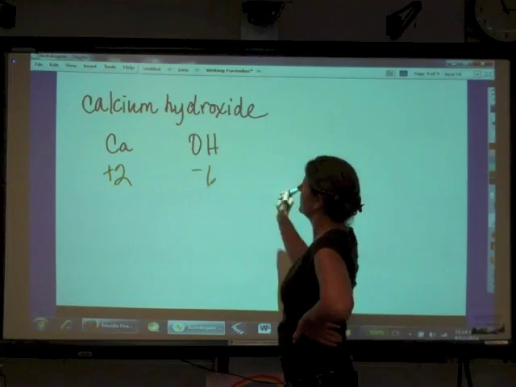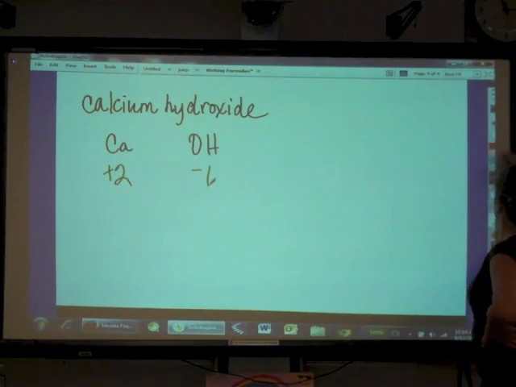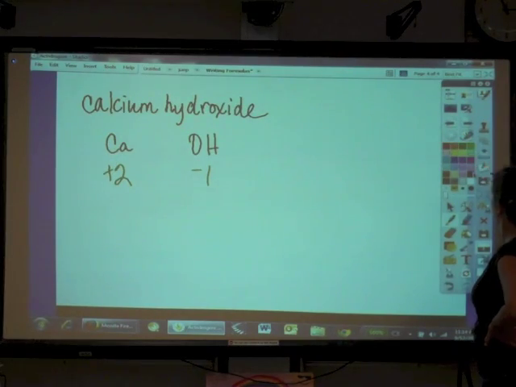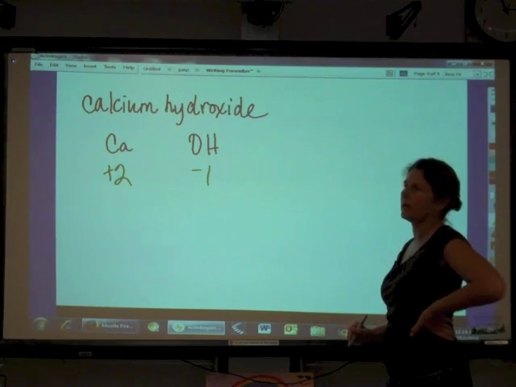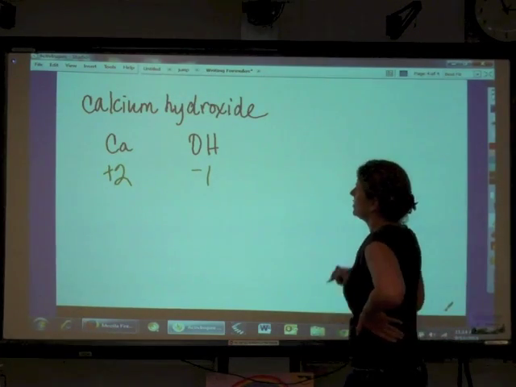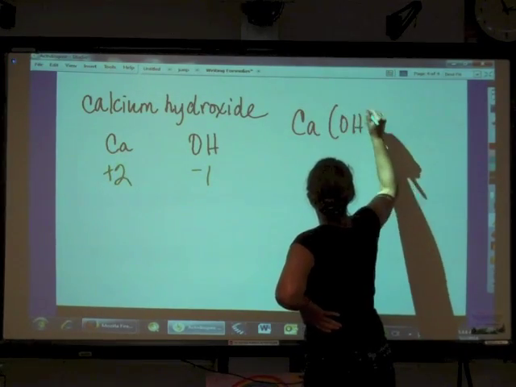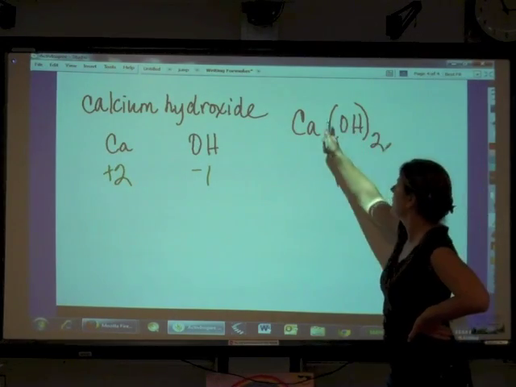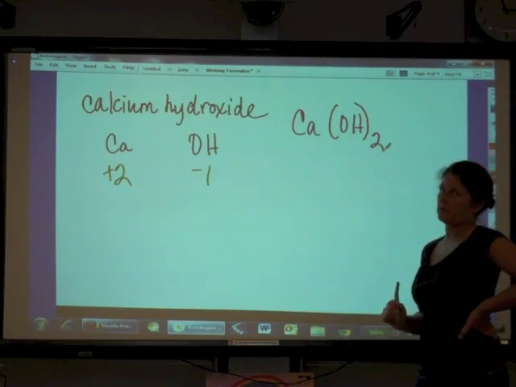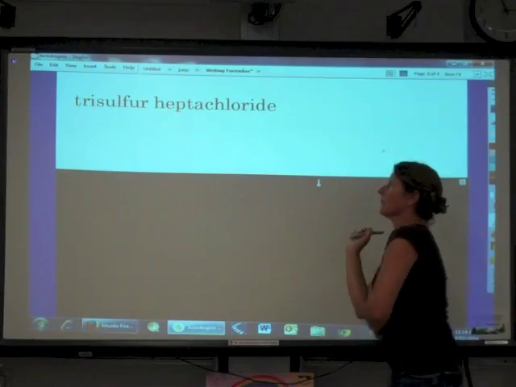So here's the thing with the polyatomic, is that if you are going to need more than 1 polyatomic anion, you've got to put that polyatomic anion in parentheses. So it's going to look like Ca(OH)2, meaning that you have 2 hydroxides. All right, so that's it for ionics.